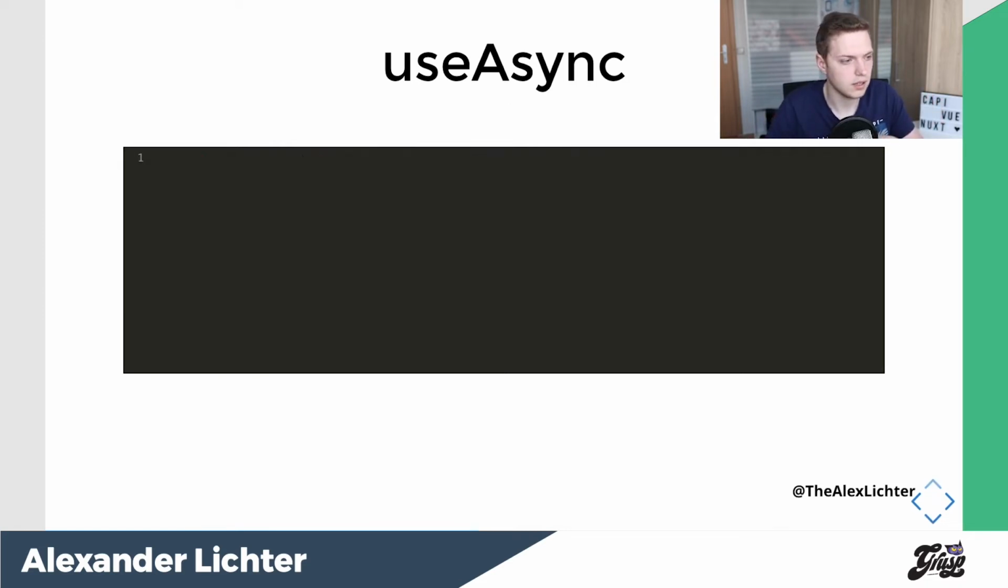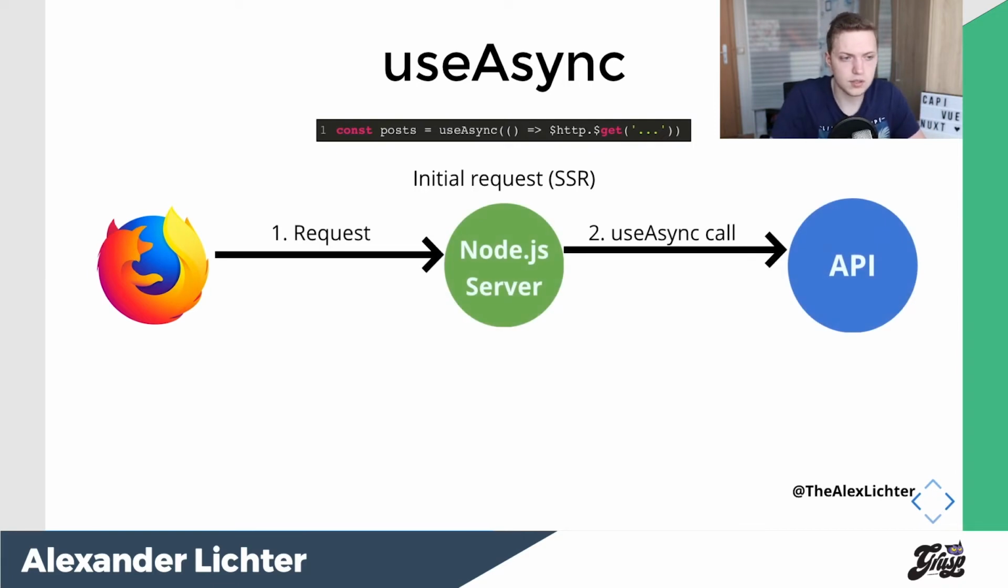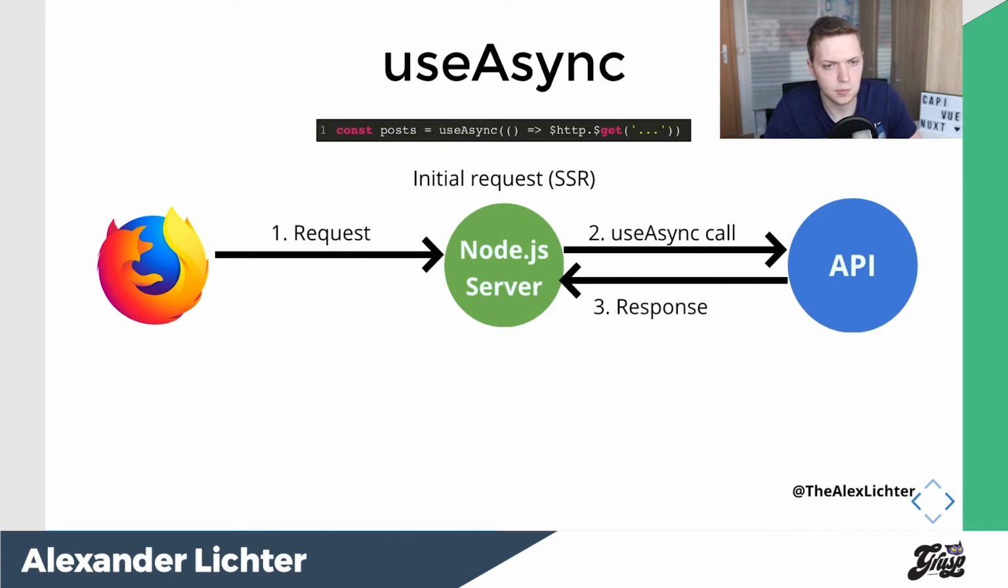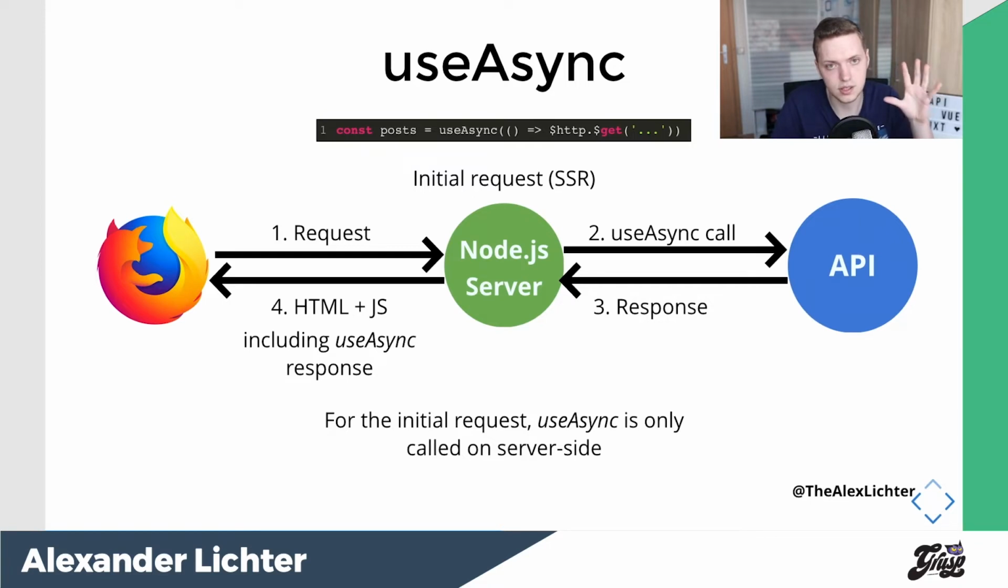But there are a few differences here, especially when we use SSR, because on the server side, again, the server will wait. So we have a request to the Node server, and the Node server will do this useAsync call to some API. There will be a response, and the Node server is waiting for that. So the HTML and JavaScript will include the response, and the templates will include the real values for the useAsync call. So for example, all your blog posts. That means for the initial request, useAsync is only called on the server side. It's not called on the client side again, it gets the values, all good.